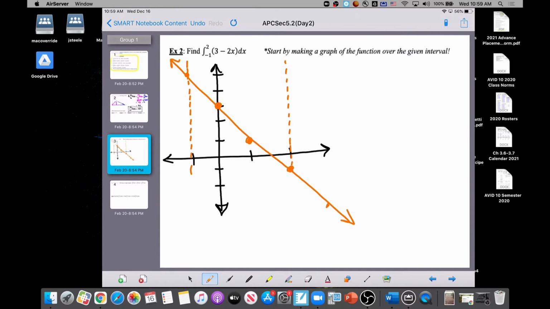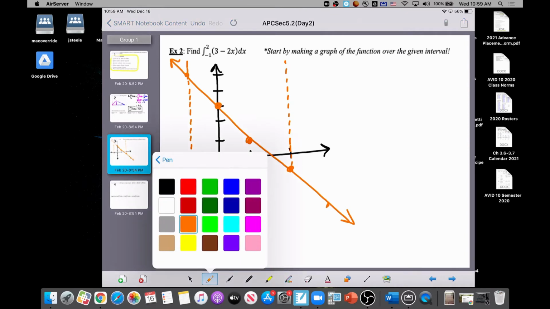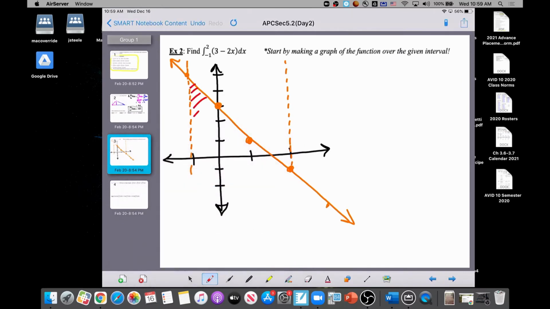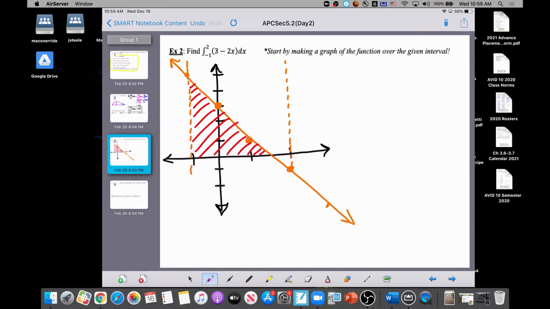Okay, so basically I have part of my area above the x-axis, and I have part of my area below the x-axis. So my area above the x-axis is going to be this triangle. And then my area below the x-axis is going to be this little triangle right here, okay?